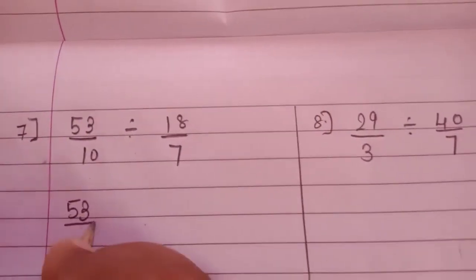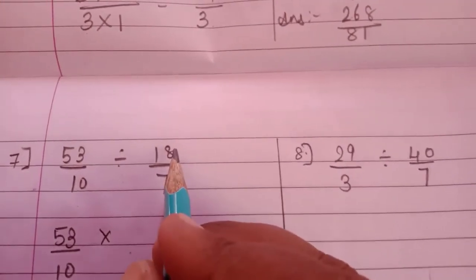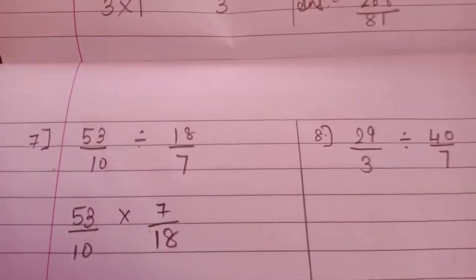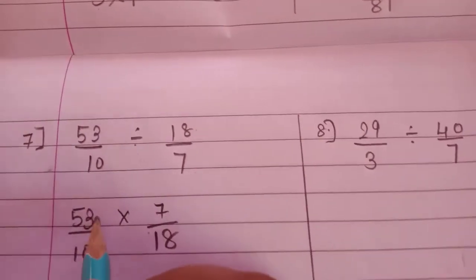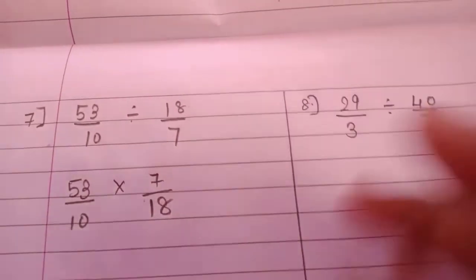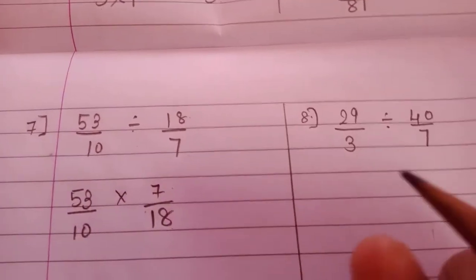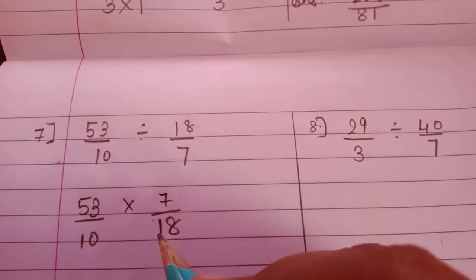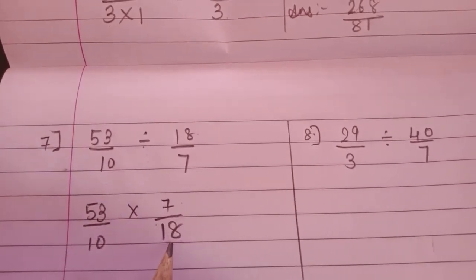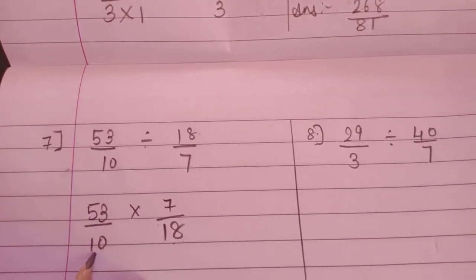Now number 7, 53 upon 10 divided by 18 upon 7. So 53 upon 10, this division sign changes into multiply, and the reciprocal of 18 upon 7 is 7 upon 18. So now we have to see. So 53 and 10. 53 is an odd number and 10 is an even number. Okay, they will not come in the same table. Same way 7 upon 18, they will also not come in the same table. And here 53 and 18, this also will not come in the same table, and 7 upon 10 also will not come in the same table.